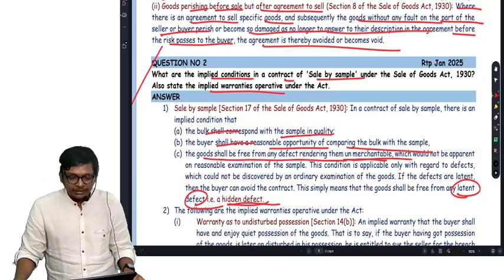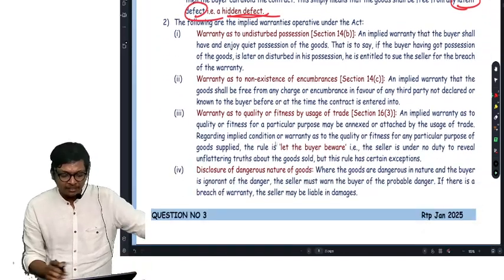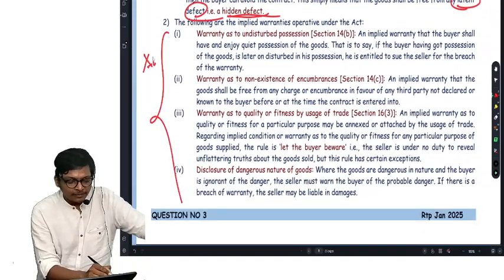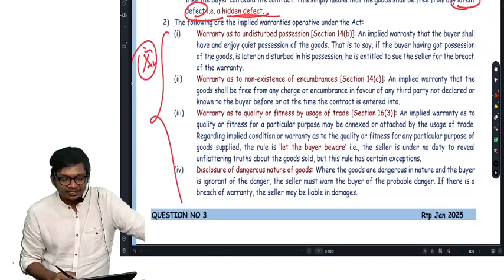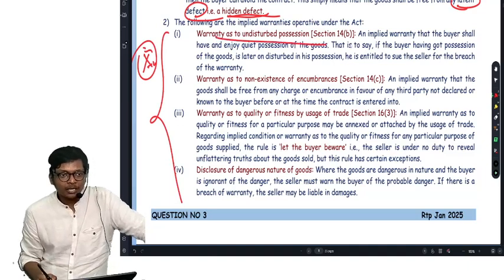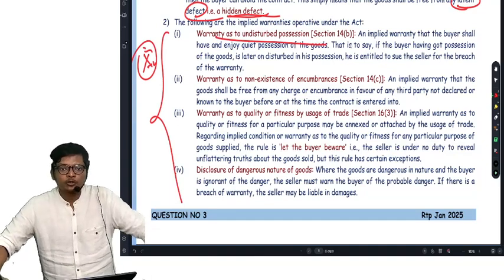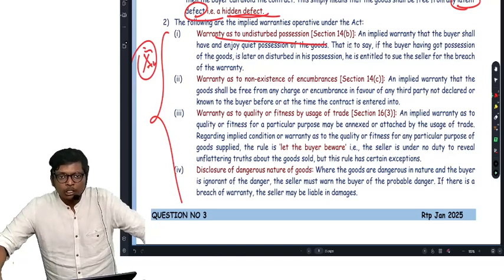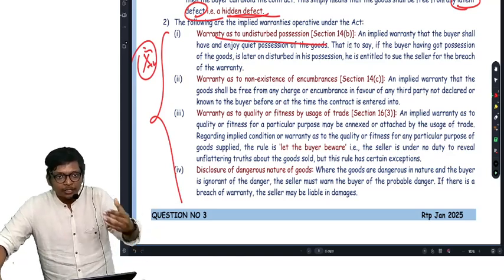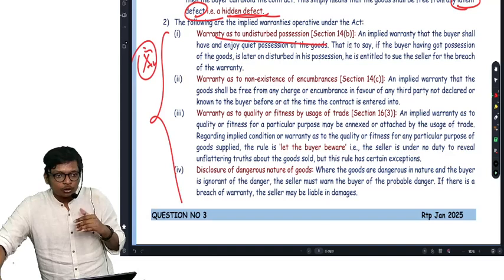So these are 3 points. For implied warranty there are 4 points, very very important. Let me revise the concept with this. First, warranty as to undisturbed possession. Very simple. You went to a BMW showroom, you purchased a BMW car. Now the BMW car company is asking you, please give the car back to me. Now you have used it for 2 days.